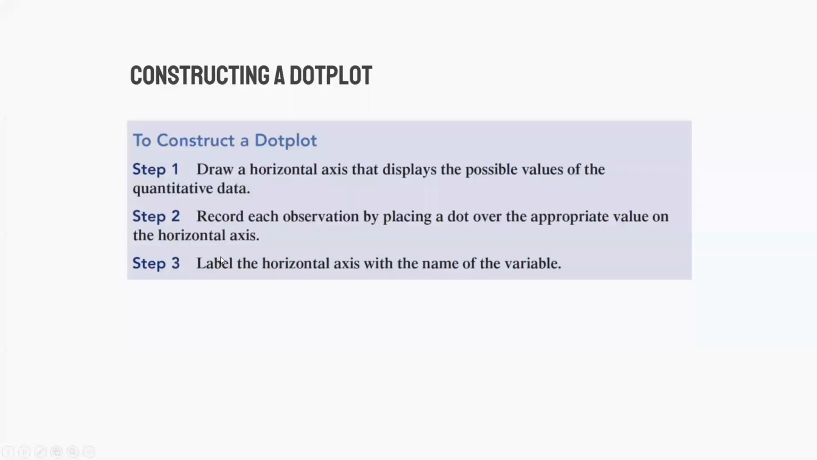All right, the way you do this is very, very simple. You draw a horizontal axis that displays the possible values of your data. This is your number line. You record each observation by placing a dot above the value for the data. And then just label your axis. I mean, that's it. It's incredibly straightforward.